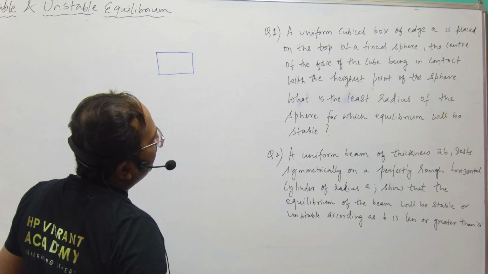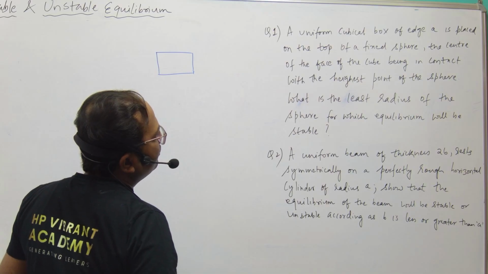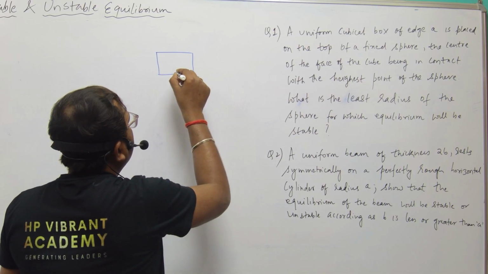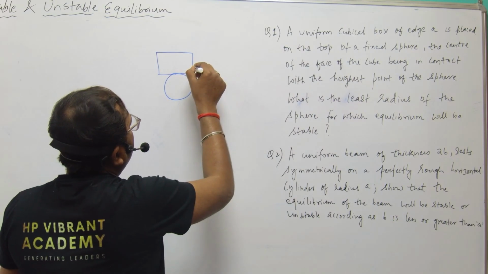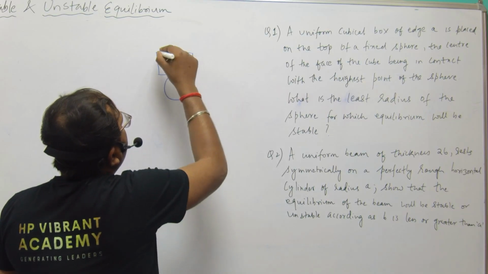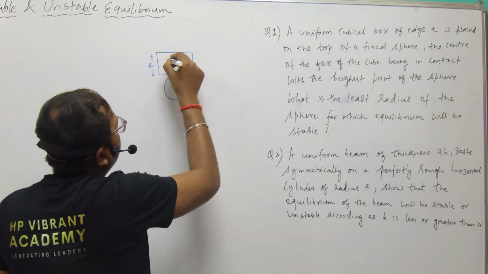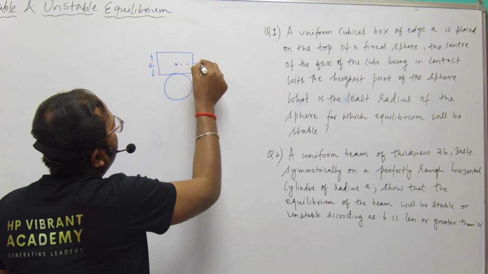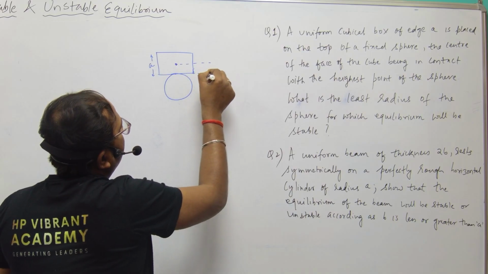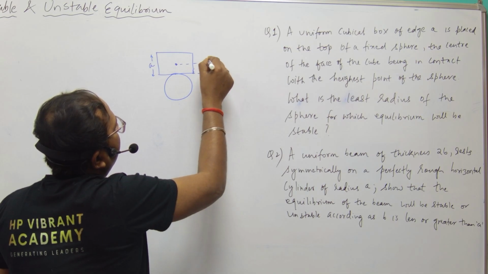It is placed on the fixed sphere, the center of the face of the cube being in contact. So we have the sphere like this, and the edge of this cubical box is A. The center of gravity of this cube will lie at this particular point, which is at a height of a upon 2 from the point of contact.